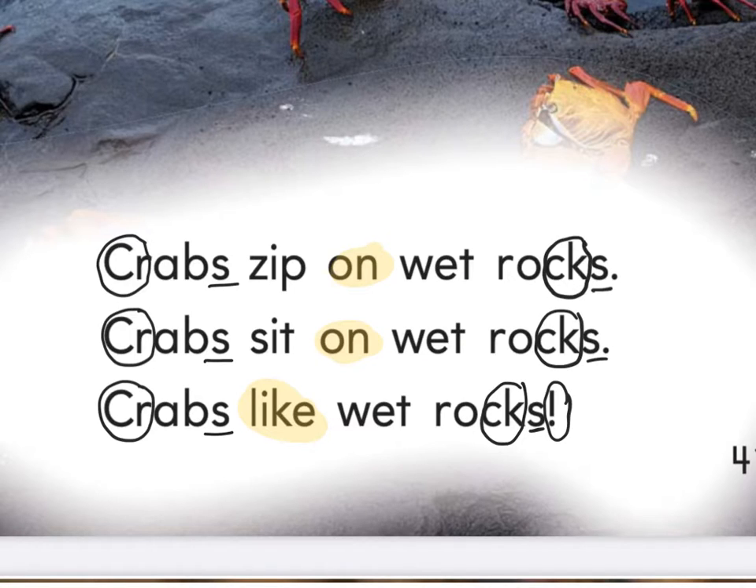Get your fingers ready. Under the first word, crabs. Are you ready? Ready and read. Crabs zip on wet rocks. Crabs sit on wet rocks. Crabs like wet rocks. Ooh, what does it mean that they zip on them? It means they go fast. Yes, it does mean that they go fast. They also like to sit on wet rocks.